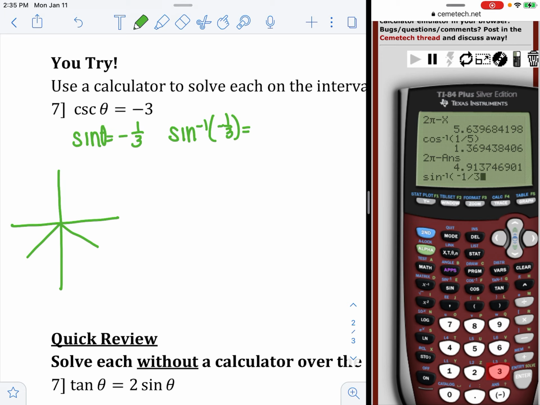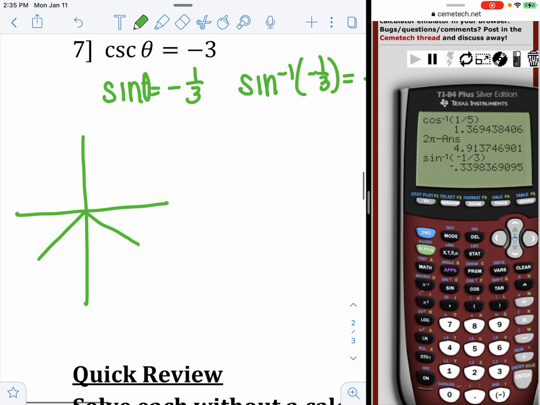Sine inverse of -1/3 is -0.340. Remember, that's not an answer. Because it's negative, I know that I'm going to have to do work to get both my other ones.